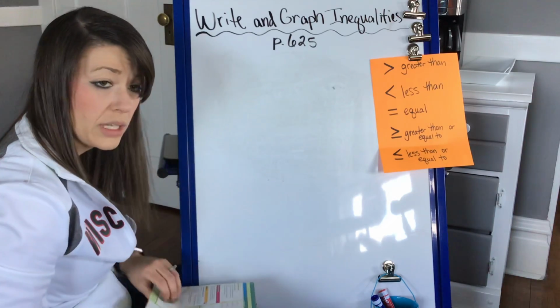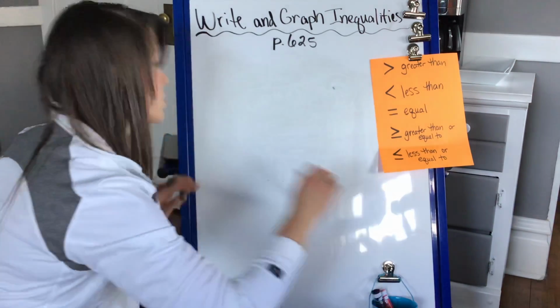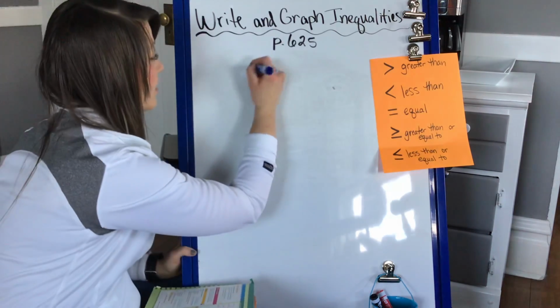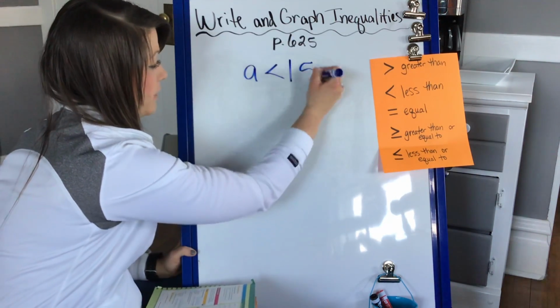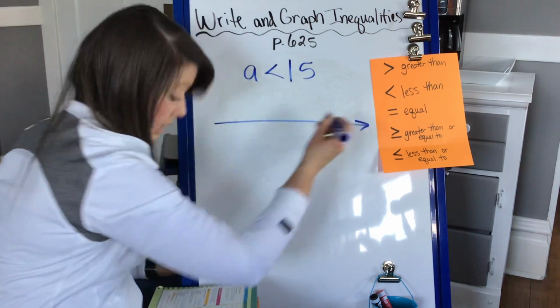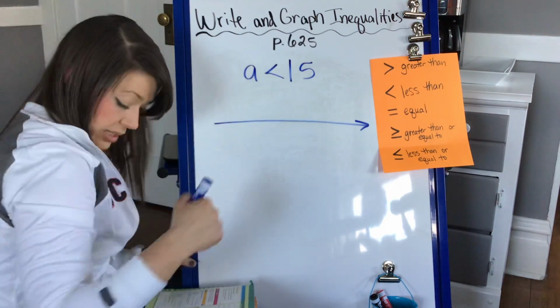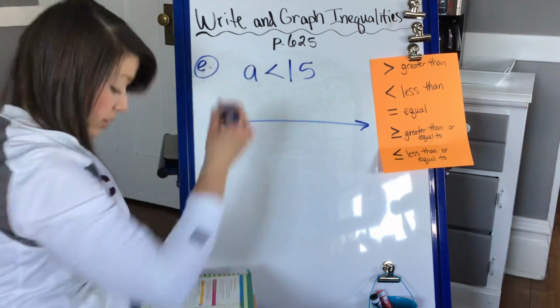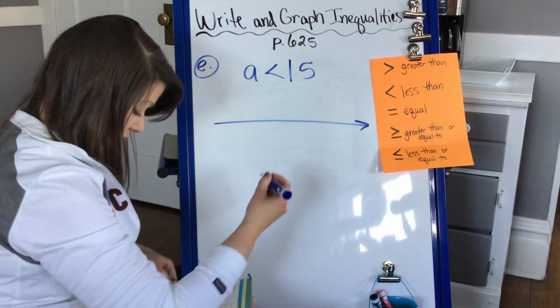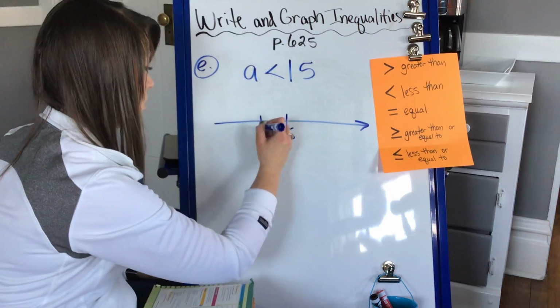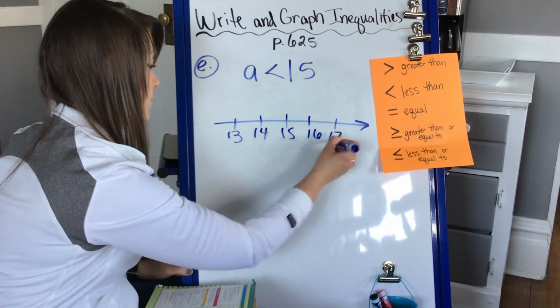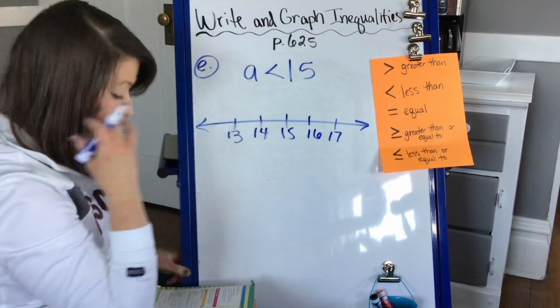Now this is where you're going to be actually drawing the number lines. So I'm going to start with the one they give me first, A is less than 15. Okay, so I'm going to start with the number line. If you're following along, this is on page 627. On the bottom where it says got it, this is letter E. So the line that they gave me, I have 15 in the middle, 15, 14, 13, 16, 17. Okay, there's my extra number, that's okay.